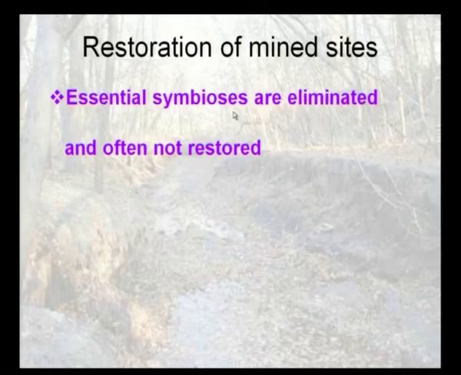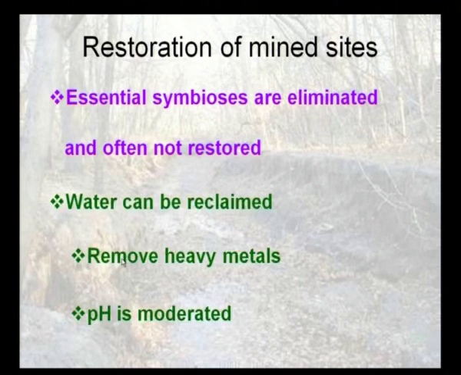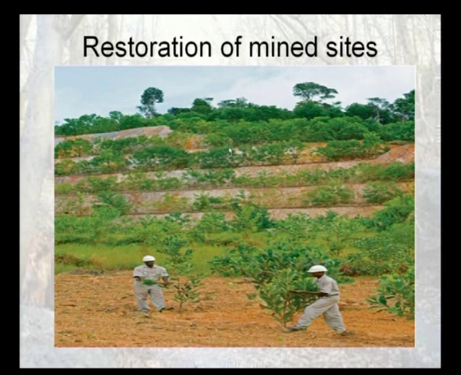And the essential symbioses are eliminated and often not restored. Symbiosis means there is a connection between the plants and animals, so that exact symbiosis will not return, and therefore it may not restore the previous condition. Water can be reclaimed, the heavy metals can be removed, the pH value, the acidity or base, can be moderated, and the mine site may be converted into a forest site also. All these are possible, but the main point is that it is not possible to restore the previous condition.